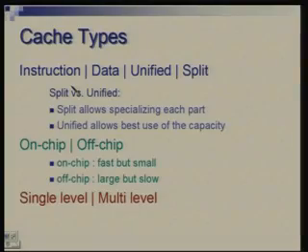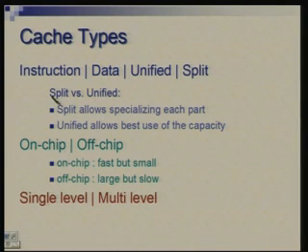Okay, finally, let me talk of a couple of variations in the overall cache organization as such. You could think of either a cache being there just for instructions, or a cache being there for just the data, or a separate cache for instruction and data, which is basically called split cache. Unified cache means that the cache is for instructions as well as data.